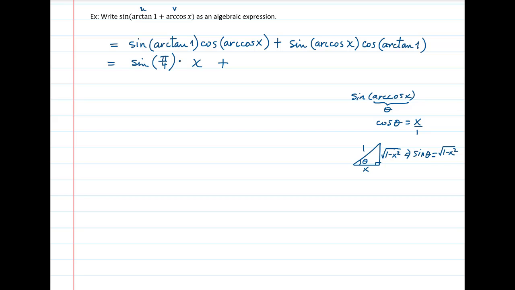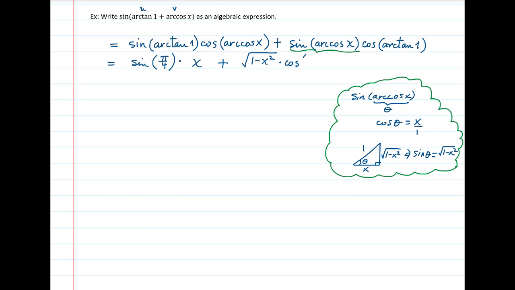All right, well, that's what goes here in our identity. So sine of arccosine of x, that whole thing, is equal to the square root of 1 minus x squared. Now times, we're going to have cosine of, again, pi over 4. Our arctangent of 1 is pi over 4.